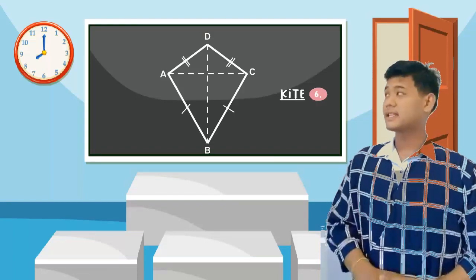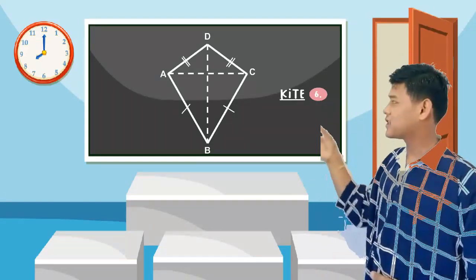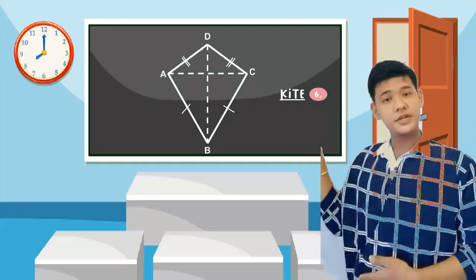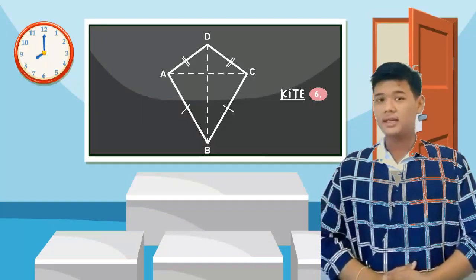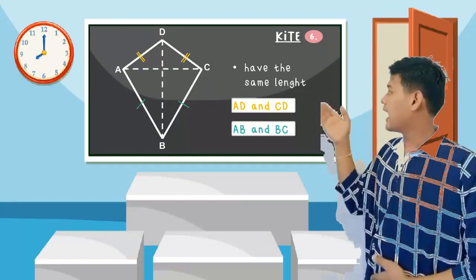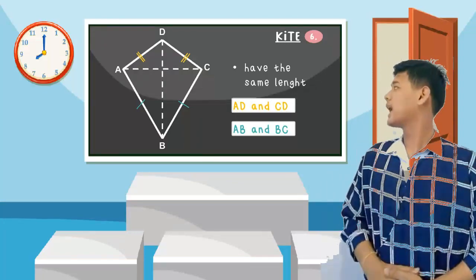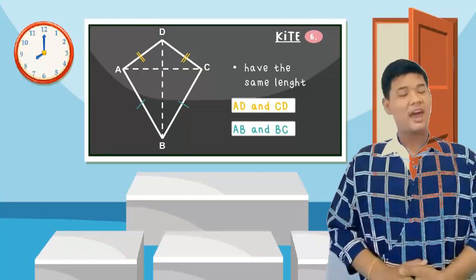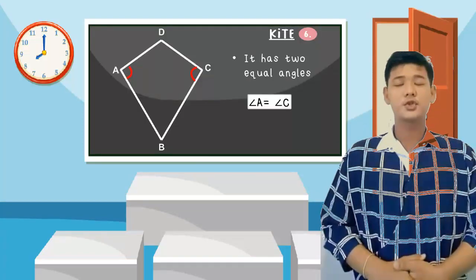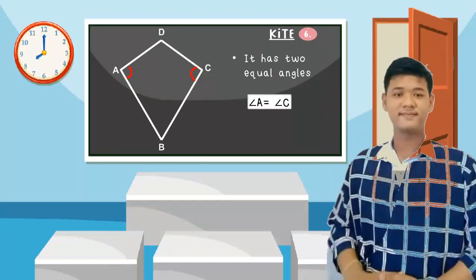Okay everyone, next the topic is kite. So, can you look at the picture of kite ABCD? From the picture, we know the characteristics of a kite. The characteristics of a kite are: 1. AD and CD have the same length. 2. AB and BC have the same length. 3. It has two equal angles, angle A equals angle C.